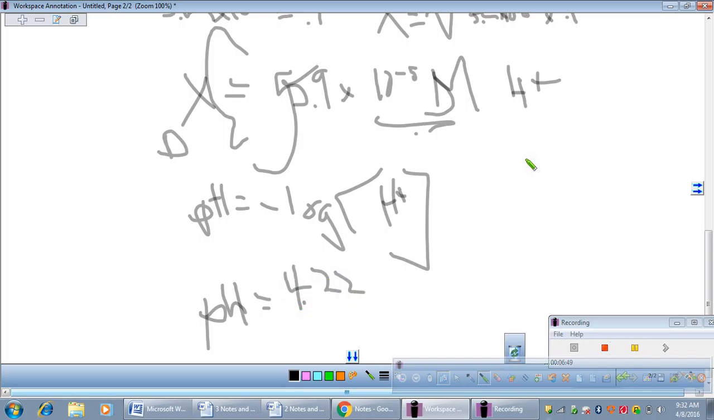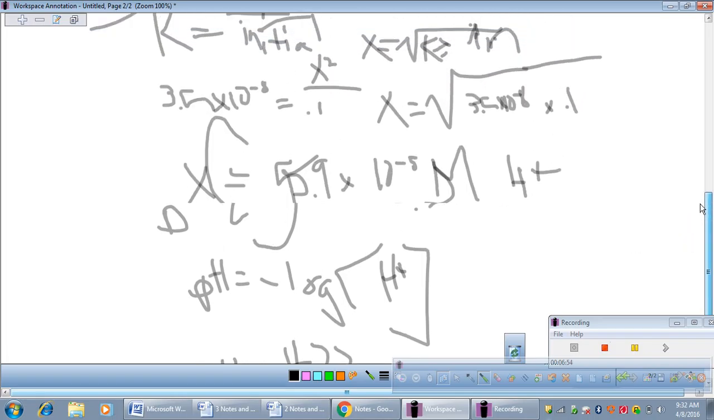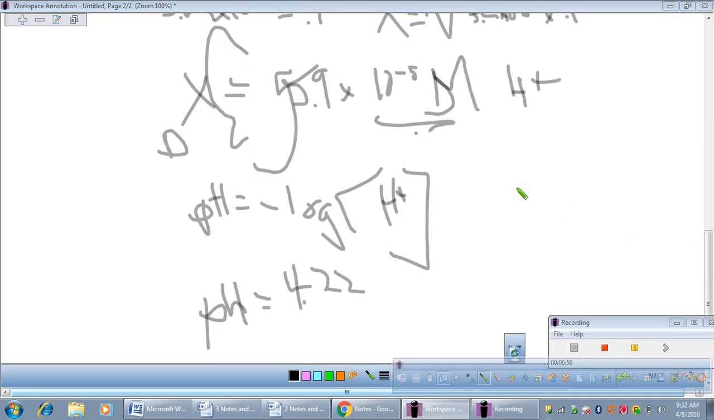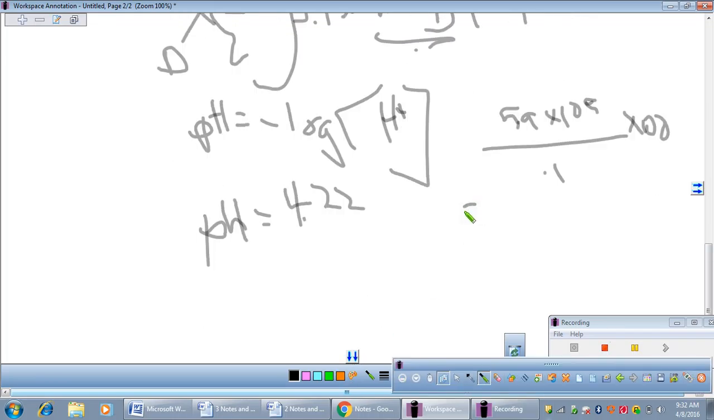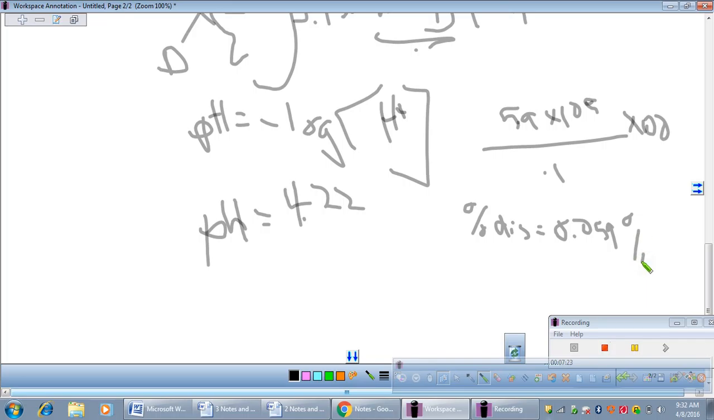Anyways, the last part is percent dissociation. It's just X over initial times 100. While X is 5.9 times 10 to the negative 5th, our initial is 0.1, so it's just math. I know it scares you. Times 100. When you plug that in, it's a very small number, which is good. We want our percent dissociation to be small. Our percent dissociation equals 0.059%. All right, so practice that on your own.